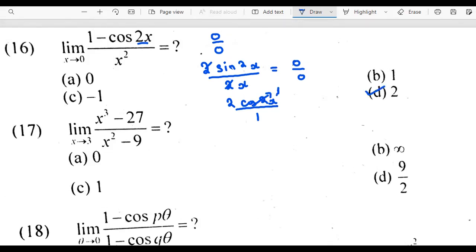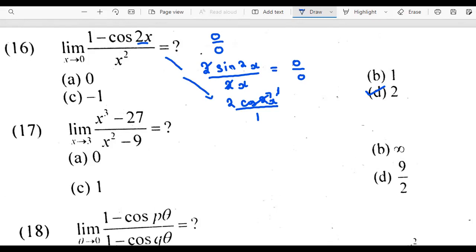Again, as I've been telling you in the first part of this video as well, in these questions, when you are getting the indeterminate form again and again, you need to differentiate the numerator and denominator again and again, right? So in this question, we had to differentiate once and then 2 times, right?